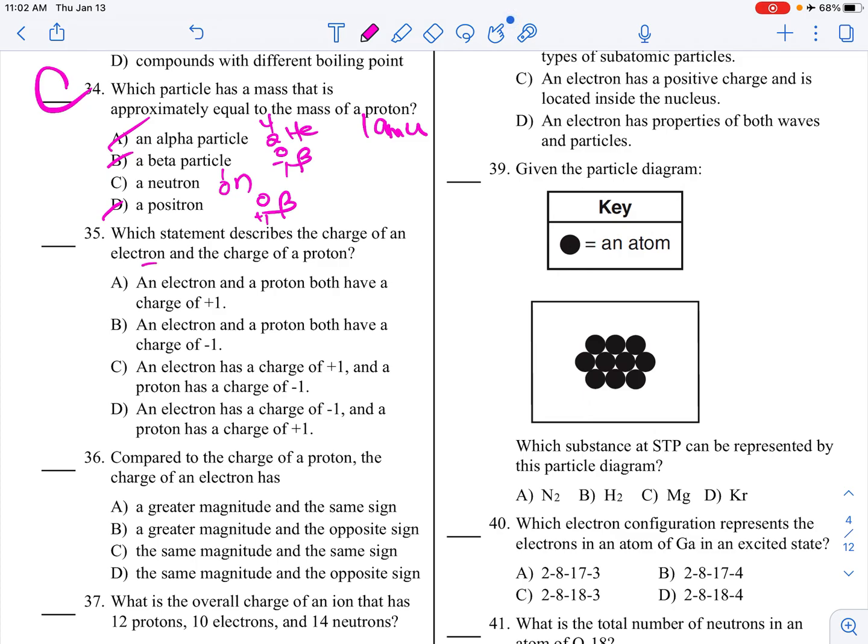Which statement describes the charge of an electron and the charge of a proton? I know that electrons are negative and protons are positive before I even look at the choices. An electron and proton both have charge? Nope, they're different. Electron is -1, proton is +1. That's choice D.